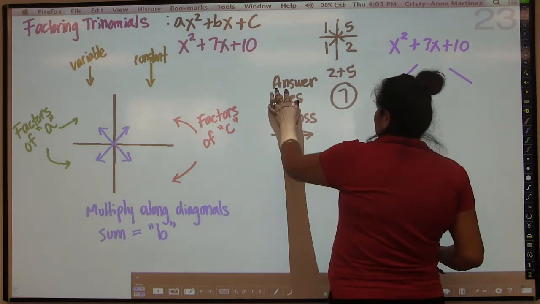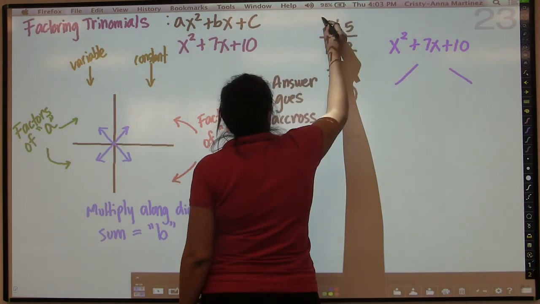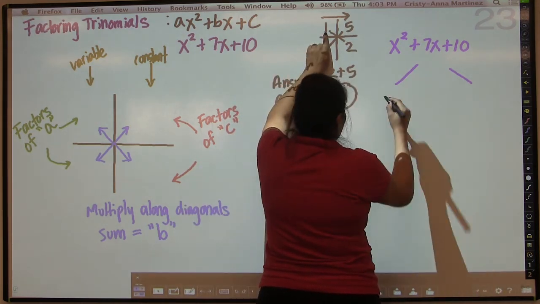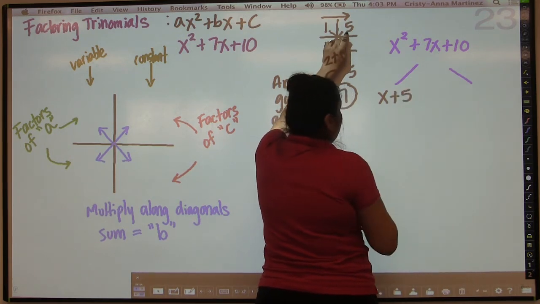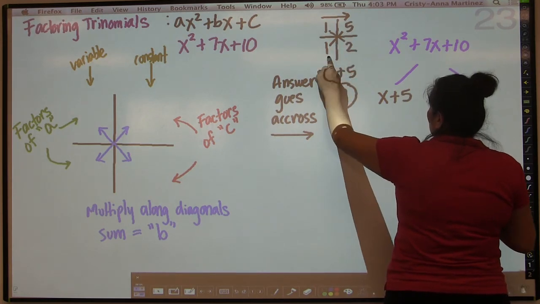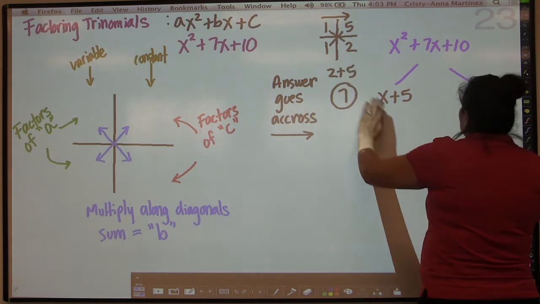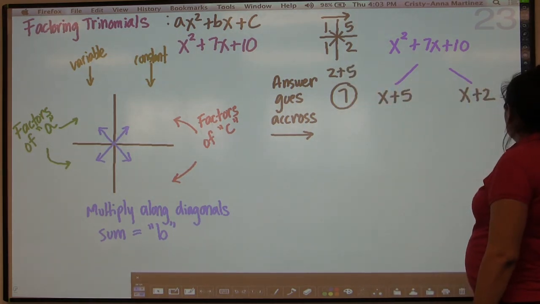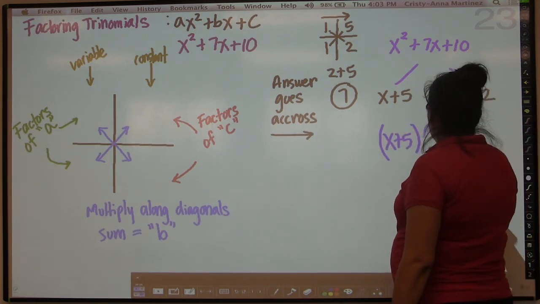And then it says the answer goes across. That means that your answer is going to go this direction. So my 2 branches are going to be 1x, and then positive 5 means plus 5, that's one branch. And then the other part of my answer, the second branch, is on the bottom. So 1x, and then a positive 2. Those are my 2 branches that will complete my factor tree. So my answer will be x plus 5 times x plus 2.